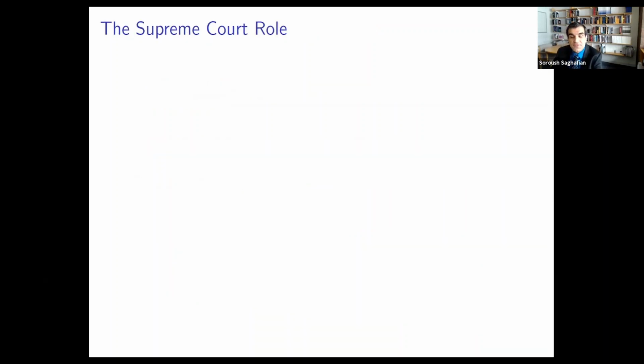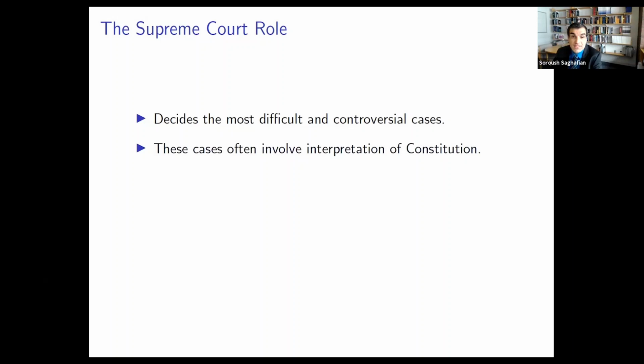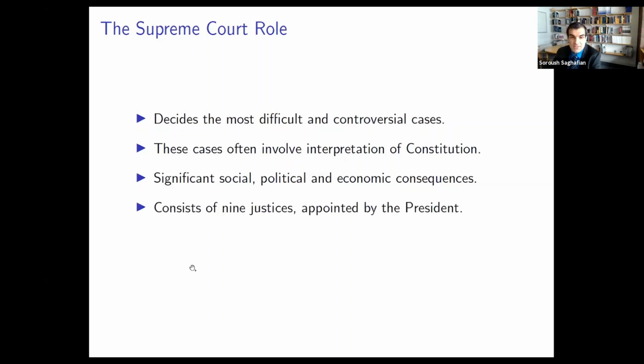I mean, they have a significant level of societal impact. Whether they affirm a case or reverse it, it typically has huge implications. They decide the most difficult and controversial cases. These cases often involve interpretation of the constitution. These are not easy decisions to make, and they have significant societal, political, and economic consequences.